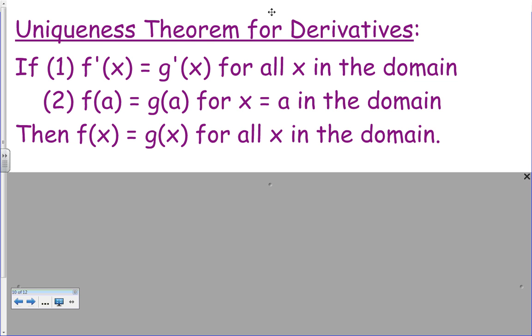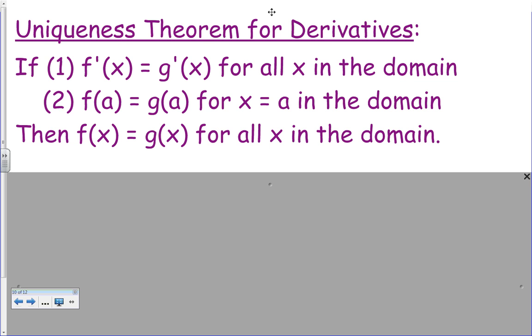That doesn't mean the two functions lie on top of each other. It just means they have the same shape. One function could be above the other one and have the same shape, but they obviously are not lying on top of each other. The second condition, though, says that you have to find some point A where f of A is equal to g of A, some value of x equals A in the domain. If that happens, then that guarantees that they share at least one point in common.